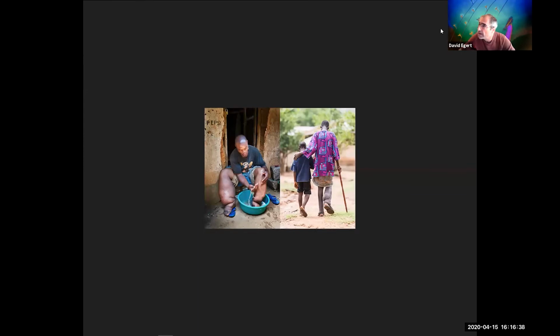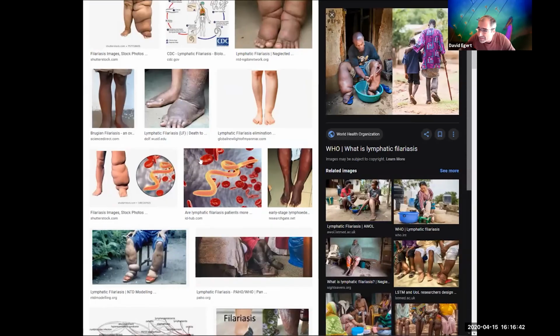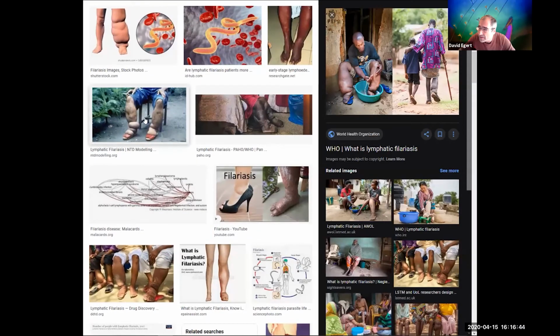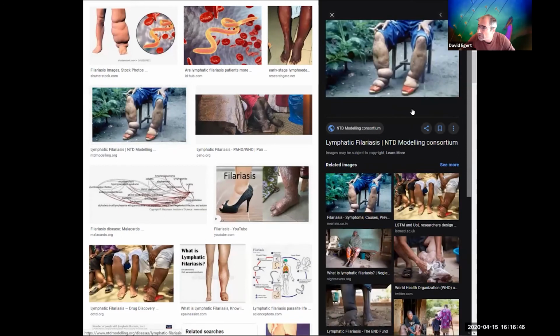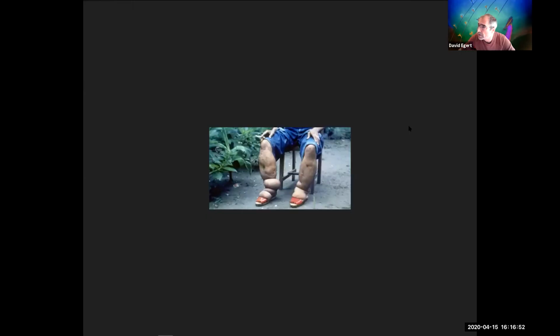So anyway, just this idea of how important it is that your lymphatics are doing their job and draining your tissues. It's very important. If they don't, then you start getting all your tissues swelling up. Worst case, you get stuff like this.